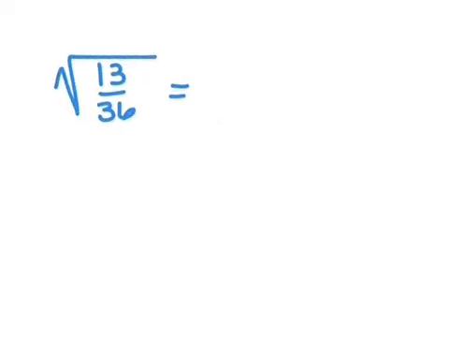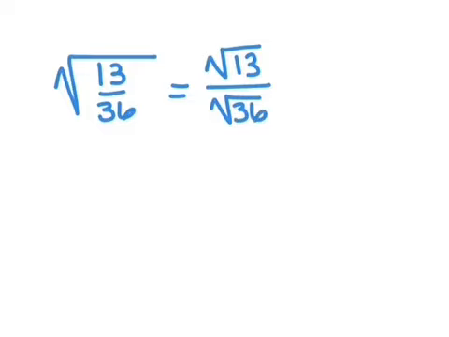Okay, let's give this a try. This question is asking us to find the square root of 13 divided by 36. We begin by simply rewriting or splitting apart this expression using the quotient property of square roots. So I've rewritten this as the square root of 13 divided by the square root of 36.